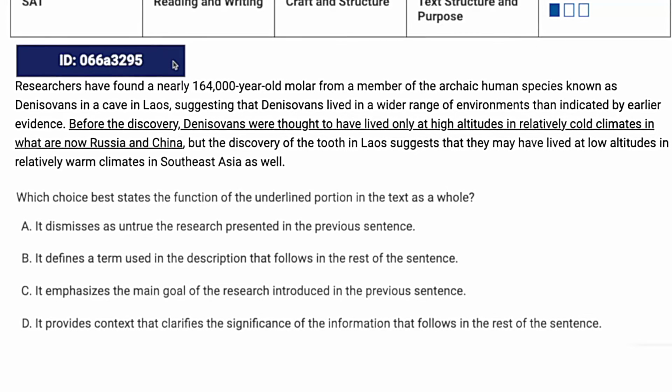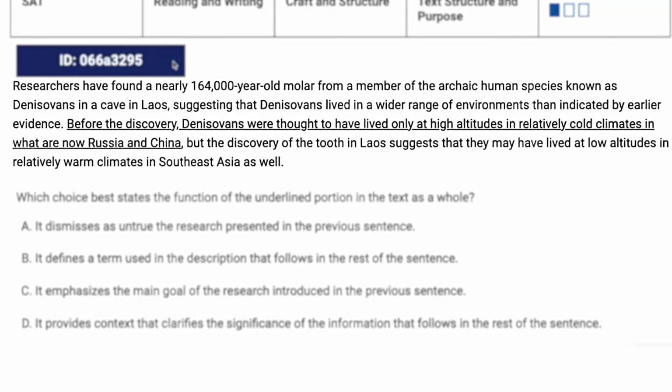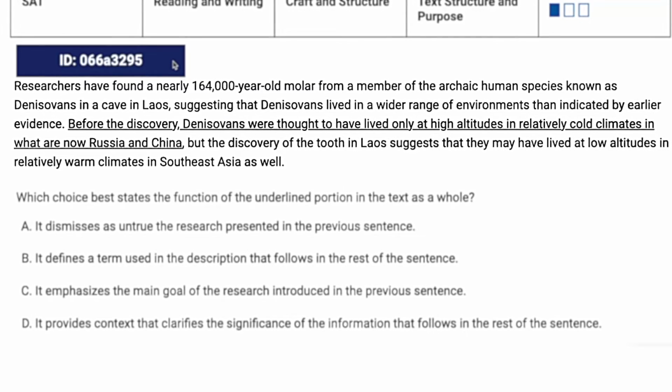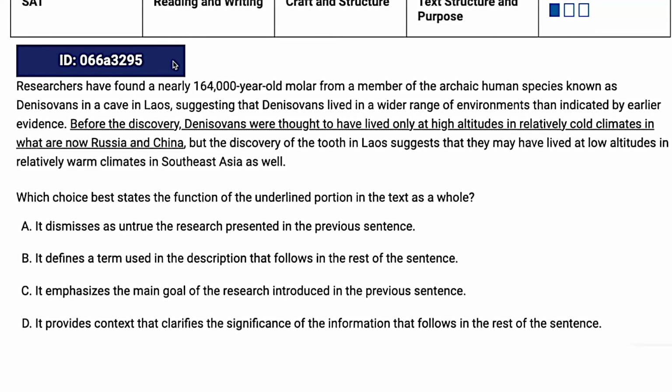Researchers have found a nearly 164,000-year-old molar from a member of the archaic human species known as Denisovans in a cave in Laos, suggesting that Denisovans lived in a wider range of environments than indicated by earlier evidence. Before the discovery, Denisovans were thought to have lived only at high altitudes and relatively cold climates in what are now Russia and China, but the discovery of the tooth in Laos suggests that they may have lived in low altitudes and relatively warm climates in Southeast Asia as well.